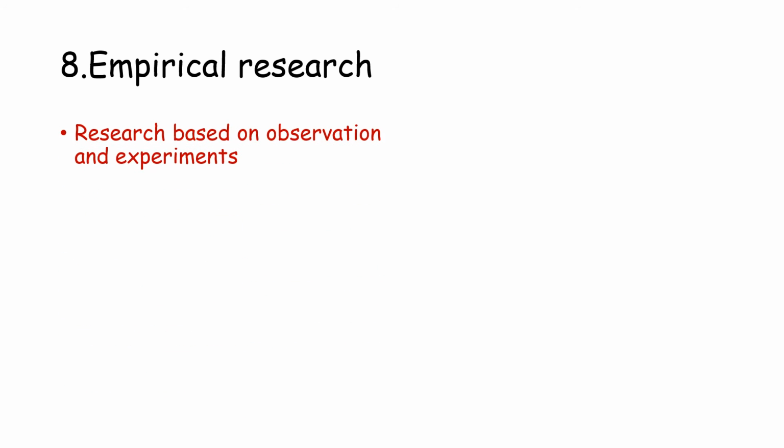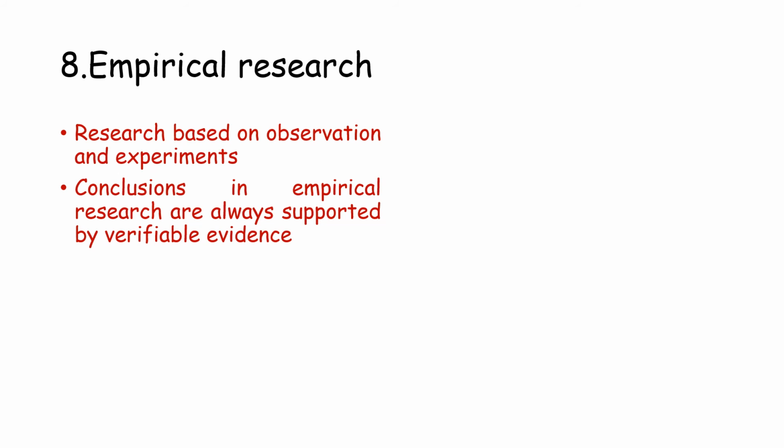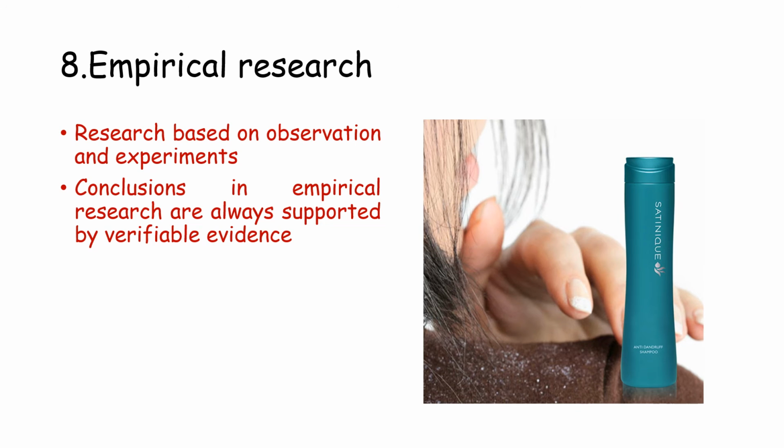Empirical research. Empirical research is a research that is based purely on observation and experiments. The conclusions in empirical research are always supported by verifiable evidence. For example, a shampoo manufacturing company claims that 95% of the people with dandruff problems have been cured within 2 weeks of using their anti-dandruff shampoo.